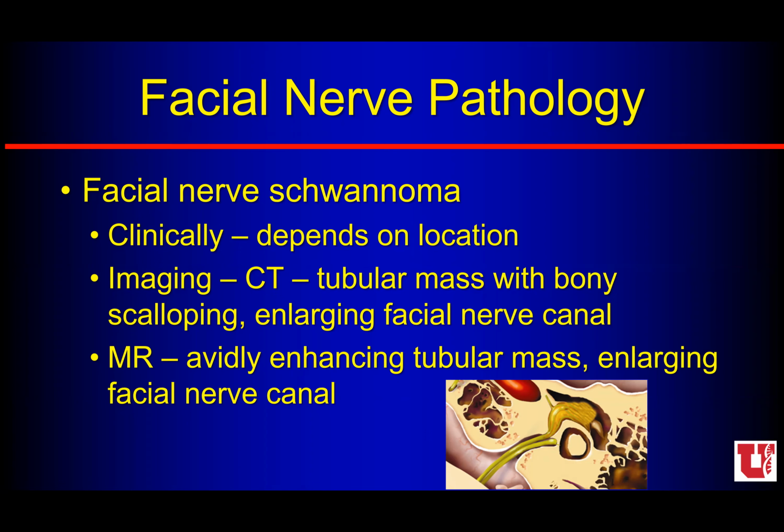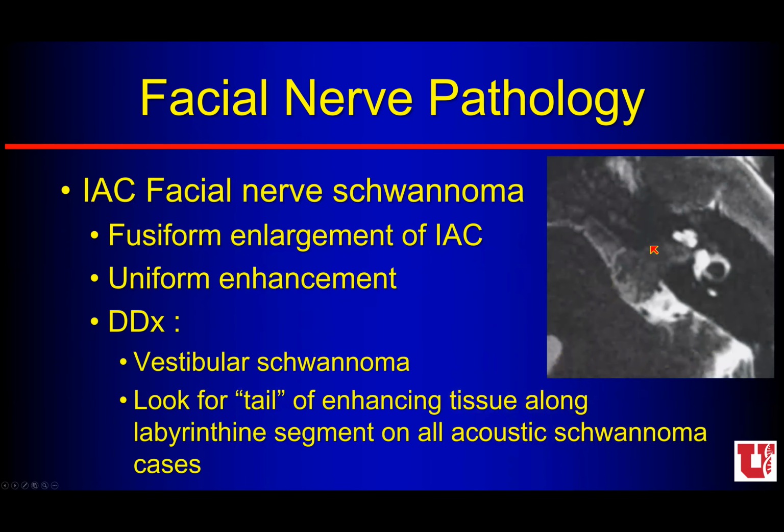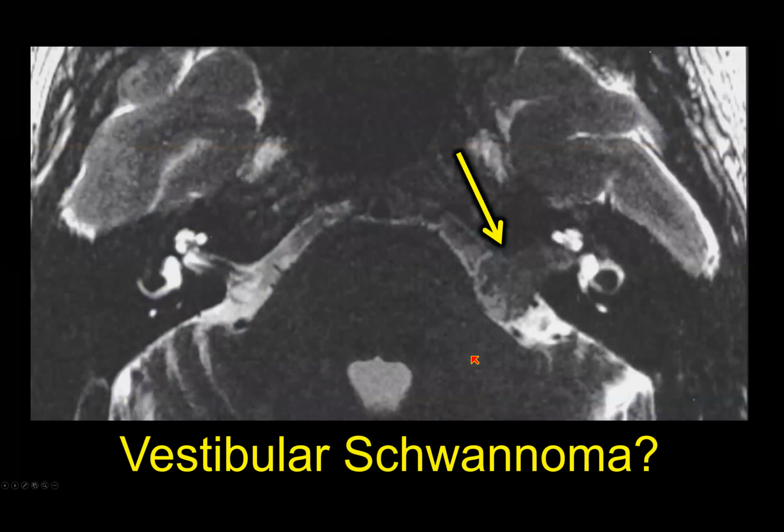And we know that frequently around the skull base, we end up doing both CT and MRI. Now, if we have a case of an enhancing lesion in the internal auditory canal, we're going to think about a vestibular schwannoma. And it's very important here to look for a possible tail of enhancement and enlargement along the labyrinthine segment of the facial nerve, because we want to differentiate a vestibular schwannoma from a facial nerve schwannoma.